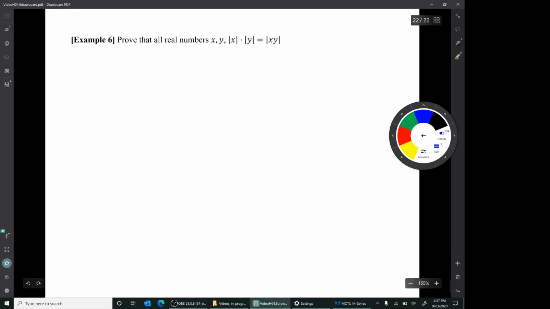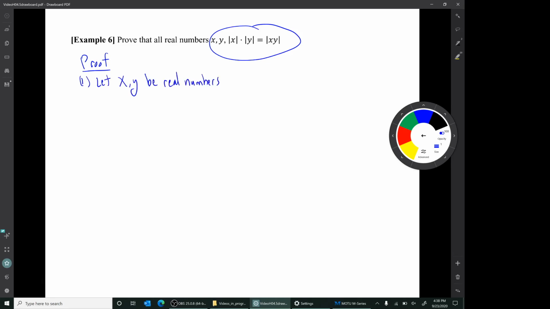The last example: prove for all real numbers x and y, absolute value of x times absolute value of y equals absolute value of xy. Well, I'm going to just provide the proof structure. So the proof structure is going to be generalizing from the generic particular element. So the first step would be let x and y be any real numbers. Or I should just say let x and y be real numbers. So that's the generic particular elements.